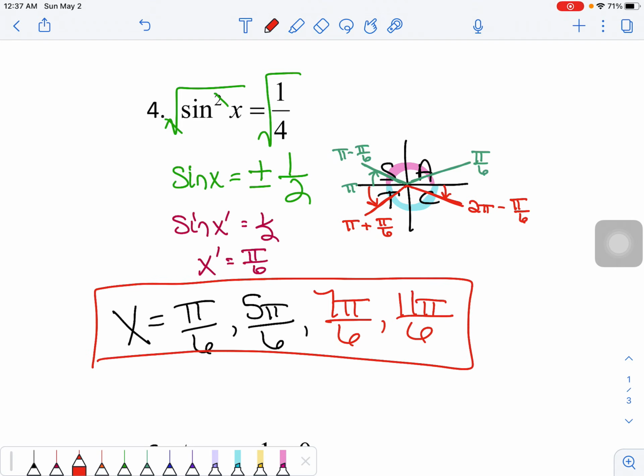All right. So that's all four. And yes, there are 4 answers there. 2 for when sine is positive, 2 for when sine is negative.